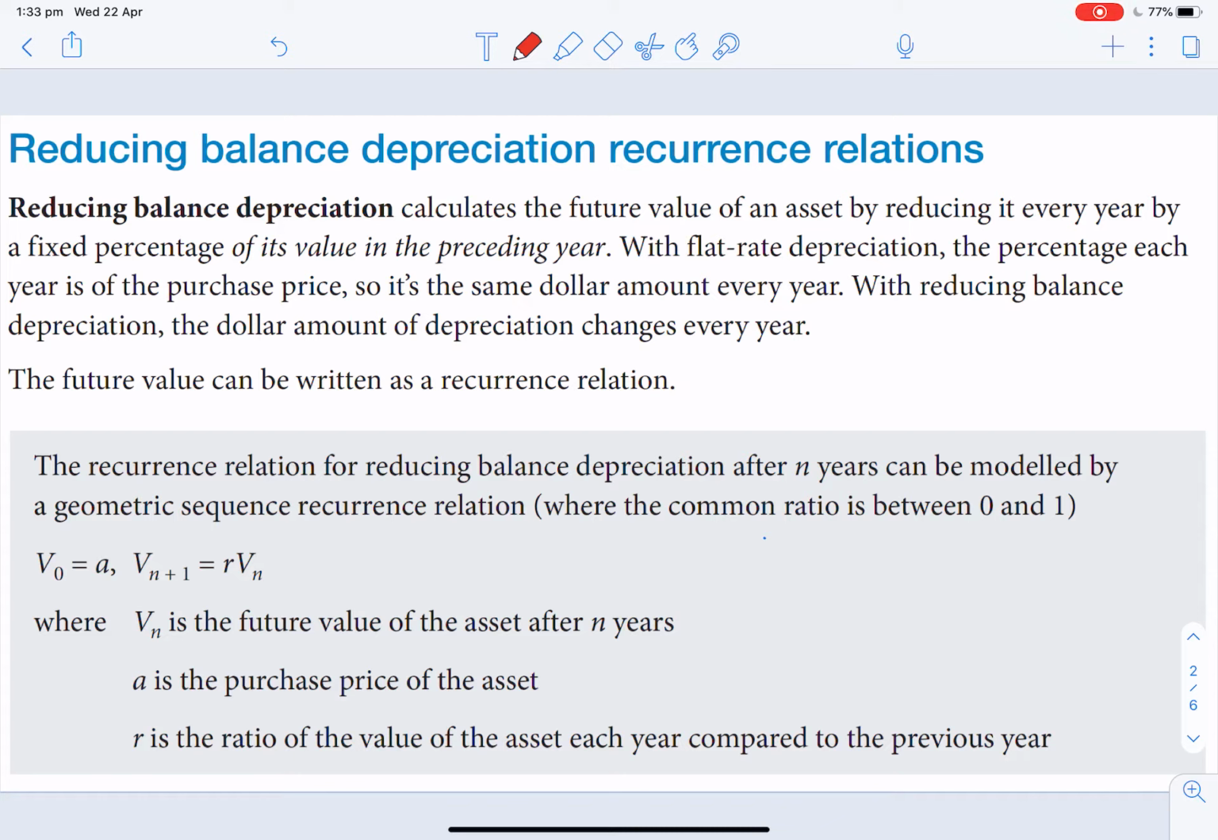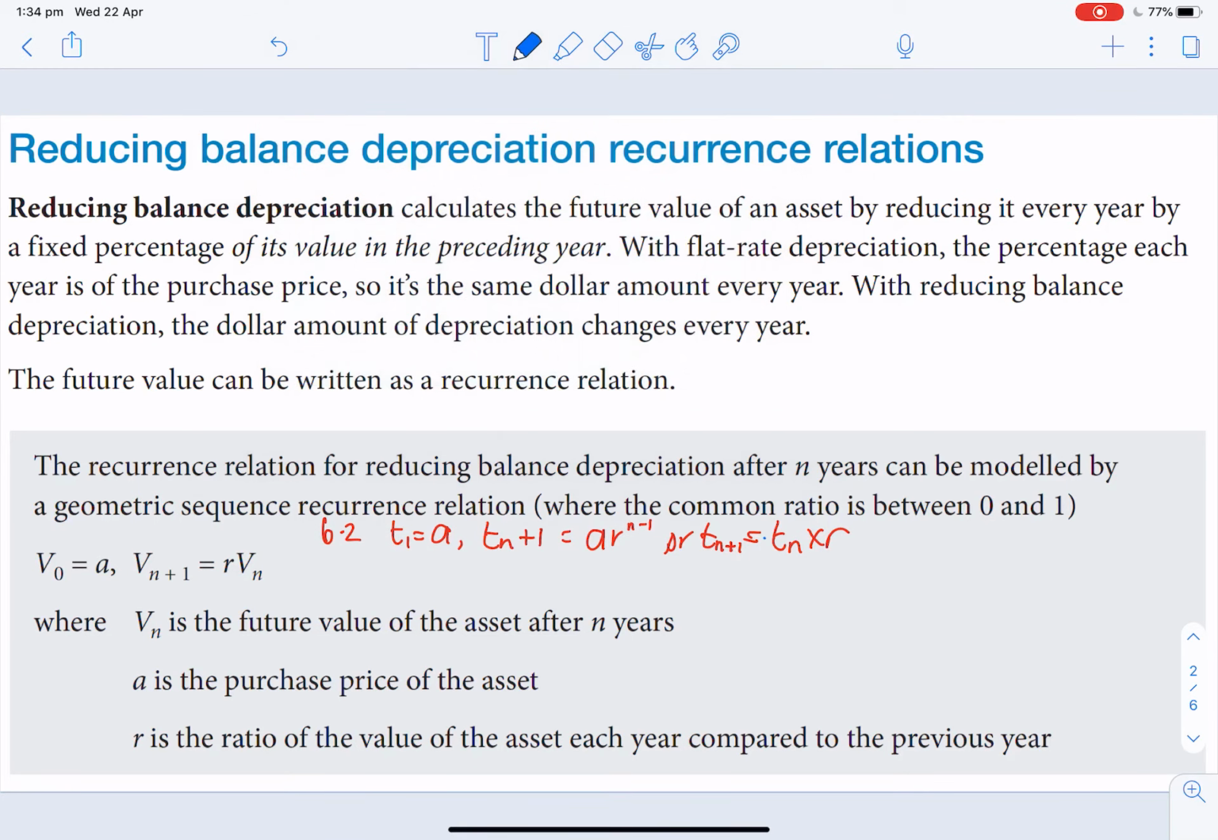The future value can be written as a recurrence relation. The recurrence relation for reducing balance depreciation after n years can be modelled by a geometric sequence recurrence relation when the common ratio is between 0 and 1. So we're talking a decimal figure. In 6.2 was geometric. We had a look at our sequences, which were T of 1 equal to our A value, T of n equals A r to the n minus 1, or T of n plus 1 is equal to T of n times r.